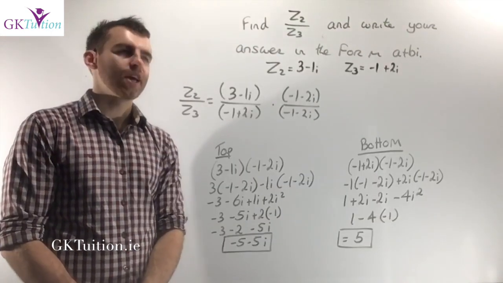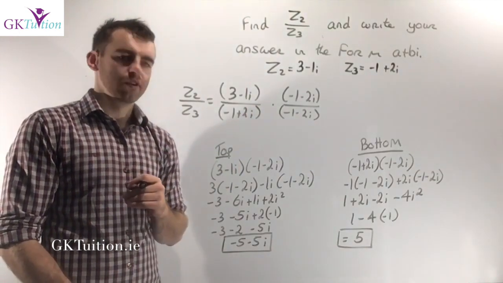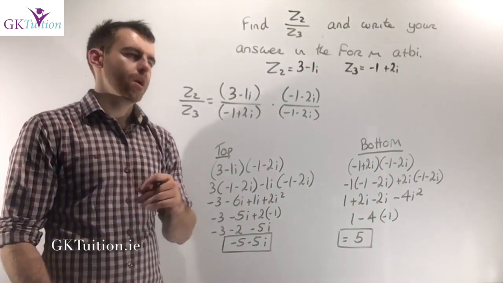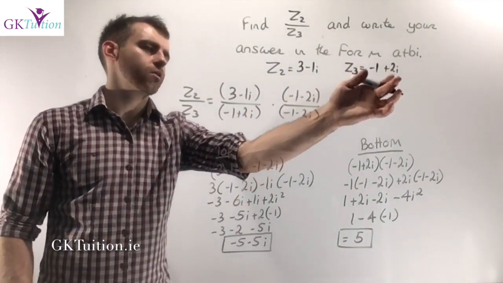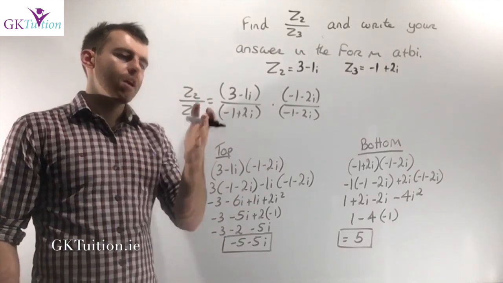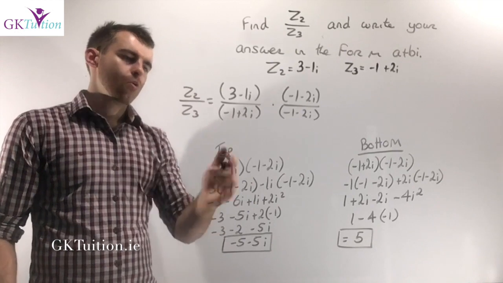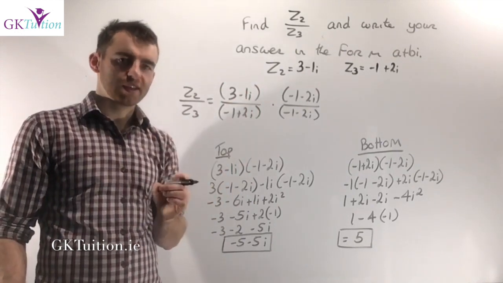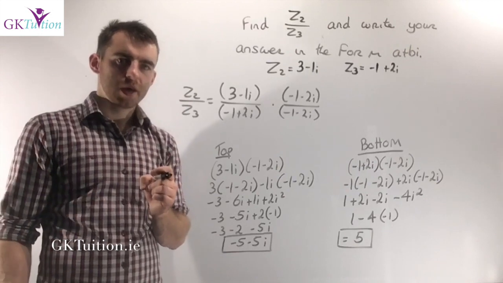Okay, and the second one I gave you was to find Z2 over Z3 and write your answer in the form of A plus BI. I told you Z2 is 3 minus 1i and Z3 is minus 1 plus 2i. So first of all, I'm just going to sub into my fraction, and that becomes 3 minus 1i over minus 1 plus 2i. When you have this fraction, you need to identify that the immediate complication is the i on the bottom of the fraction.